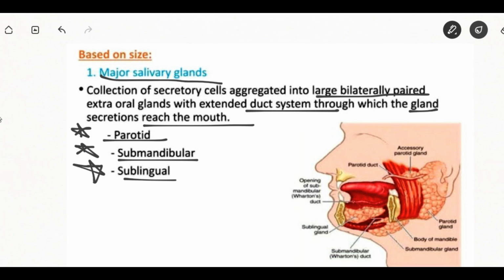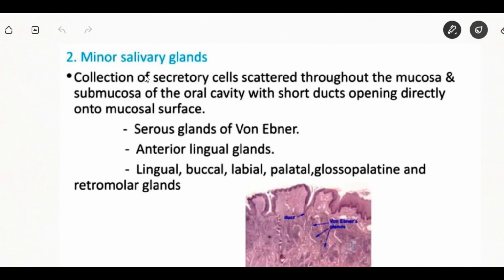The others are the minor salivary glands. The minor salivary glands are present in groups beneath the oral epithelium, and they generally open by very small ductules. Examples are the serous glands of von Ebner, anterior lingual gland, lingual, buccal, labial, palatal, glossopalatine, and retromolar glands.